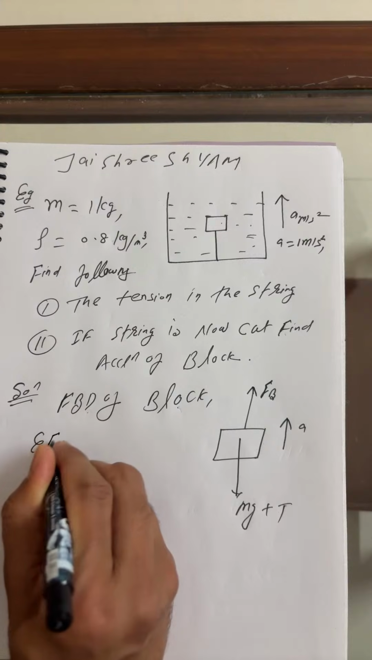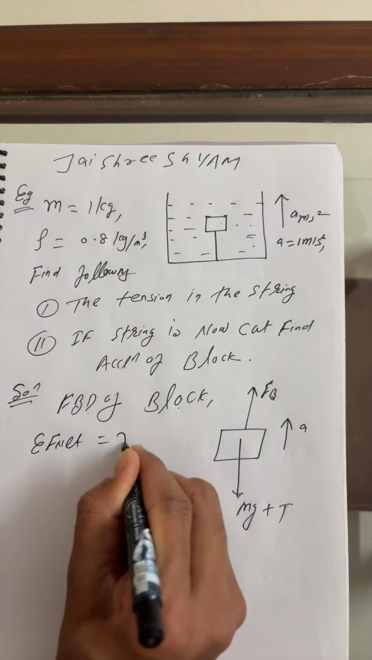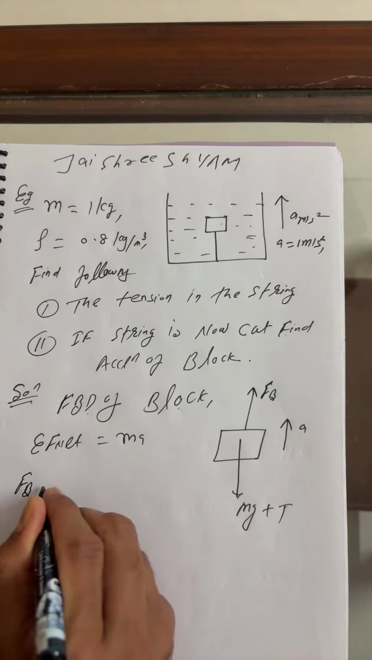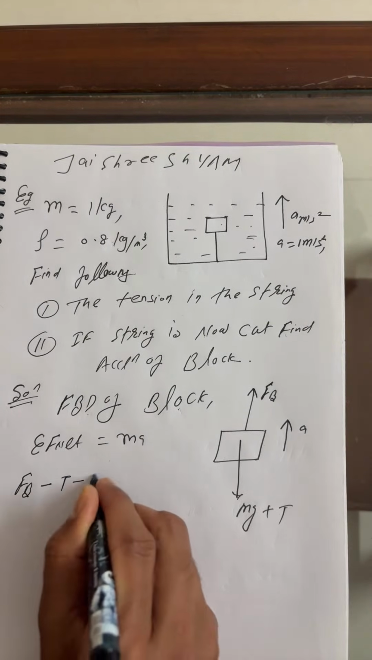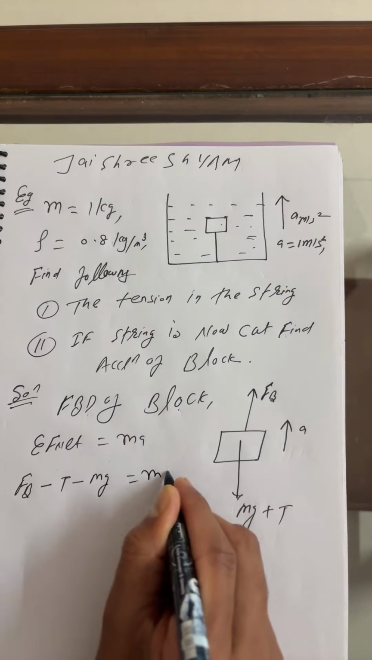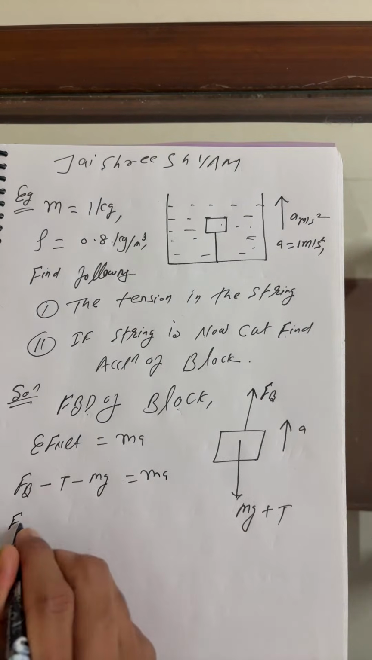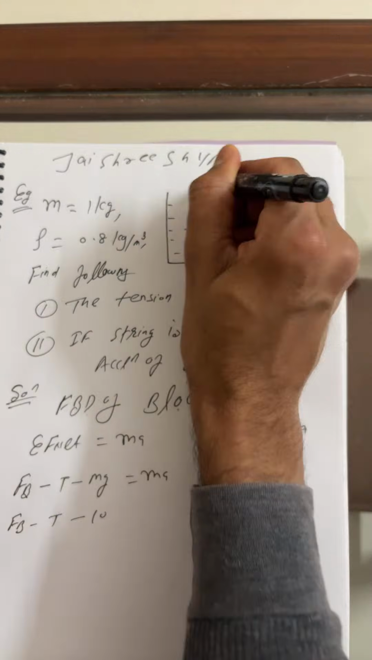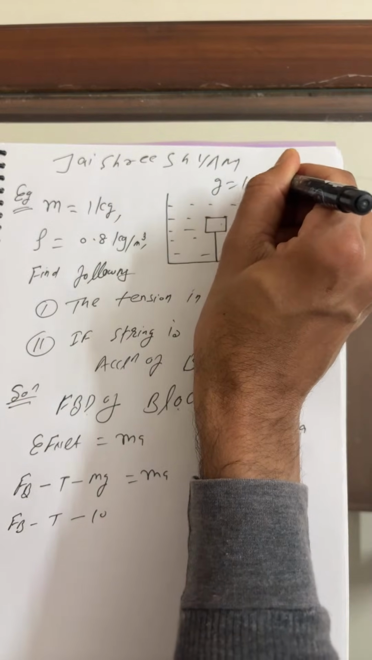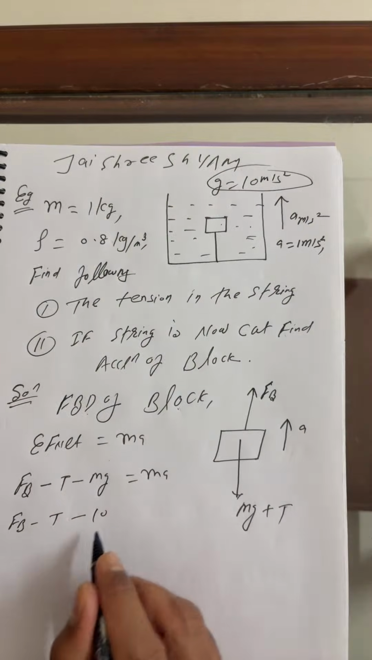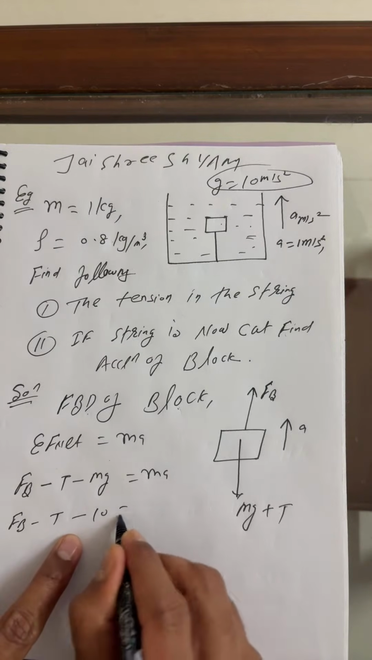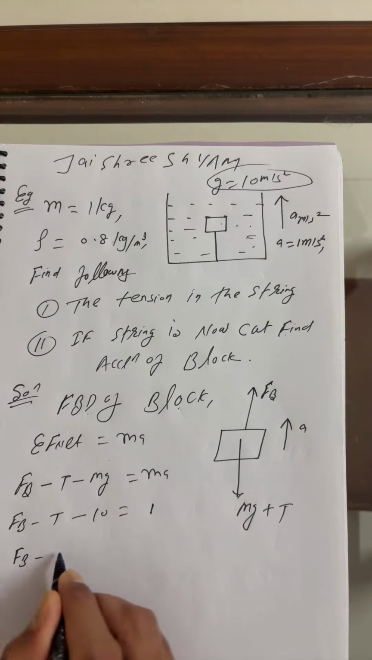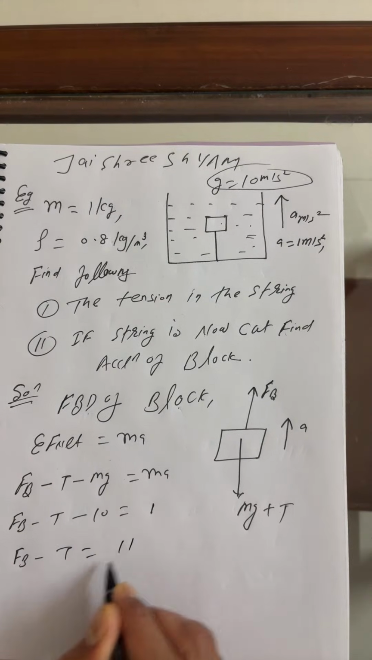So simple, you can write the equation using the summation of F net, which is equal to ma. So this is thrust force minus tension minus mg is equal to ma. They mention g is equal to 10 meter per second square. So F minus T minus mg is equal to 1 into 1, so F minus T is equal to 11.